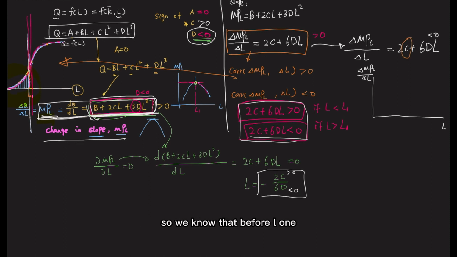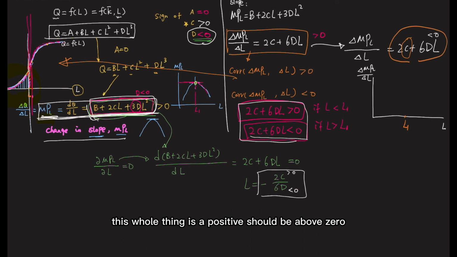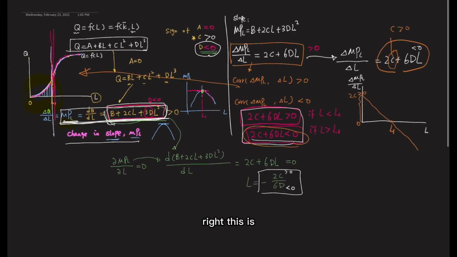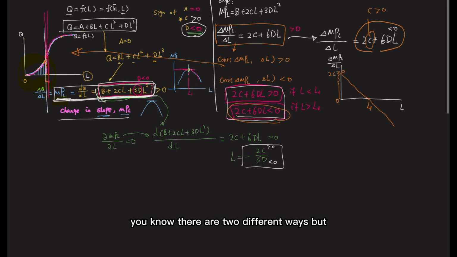So we know that before L1, this whole thing is positive, above 0. After L1, this whole thing is negative, right? So now this indicates that the y-intercept, 2C, is positive. So that's another way you can figure out C is positive.